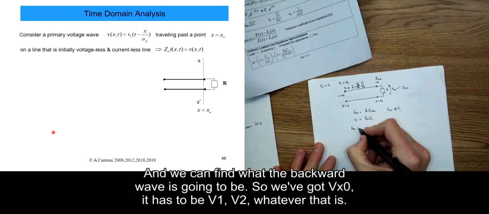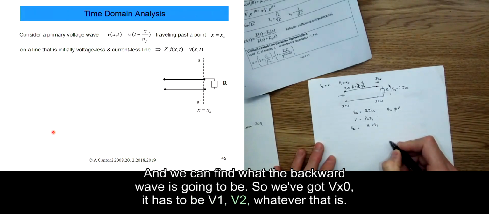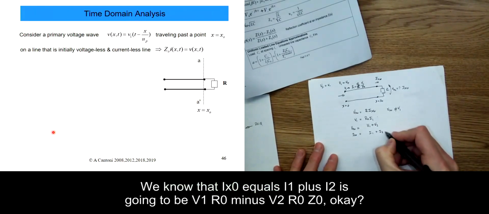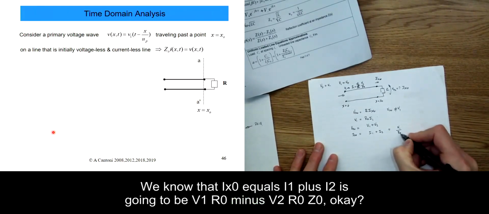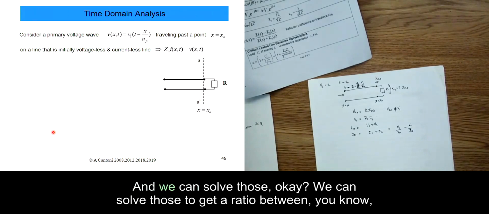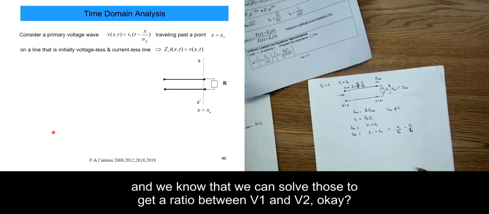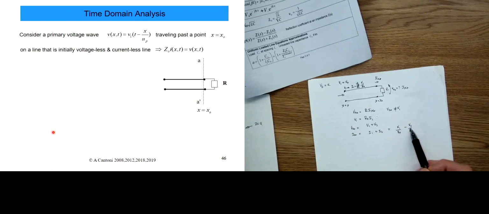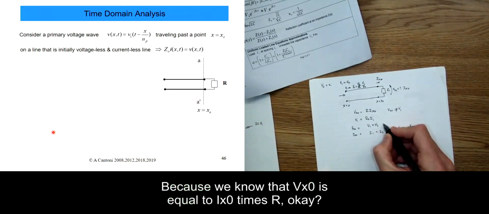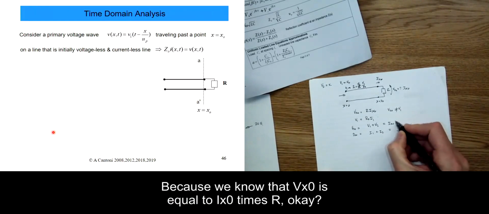So Vx naught has to be V1 plus V2, whatever that is, and we know Ix naught equals I1 plus I2. It's going to be V1 on R naught minus V2 on R naught, or Z naught. We can solve those to get a ratio between V1 and V2, because we know that Vx naught is equal to Ix naught times R.